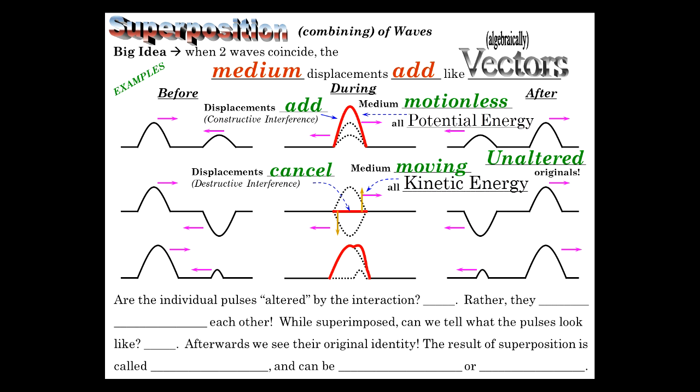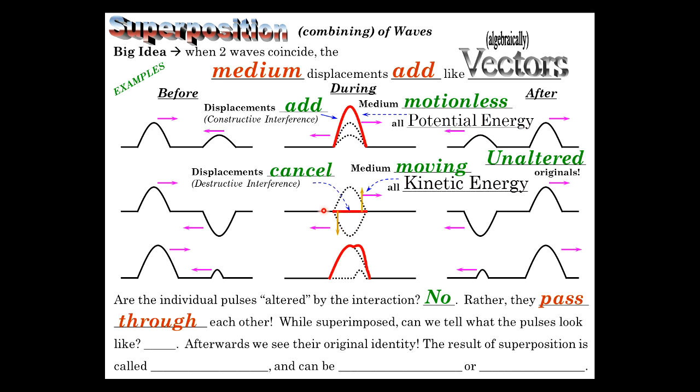So are they altered by the interaction? Well, gee, we've certainly answered that. No, they're not, for some reason. Rather, they actually just pass through each other. But while they're superimposed, can we tell what the original pulses looked like? To answer that question, I might draw your attention to this.